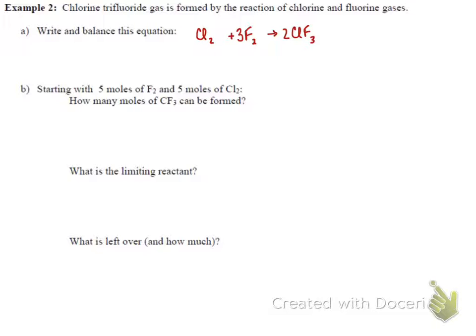Here we've got a balanced equation. Chlorine trifluoride gas is formed, so it's the product, from chlorine and fluorine gases, Cl2 and F2, which are both diatomic. So there's our balanced equation. We need the 3 at the fluorine and the 2 here. Starting with 5 moles of F2 and 5 moles of Cl2, how many moles of product can be made? So what we're going to do is look at both reactants separately and figure out how much product we could make from each one.